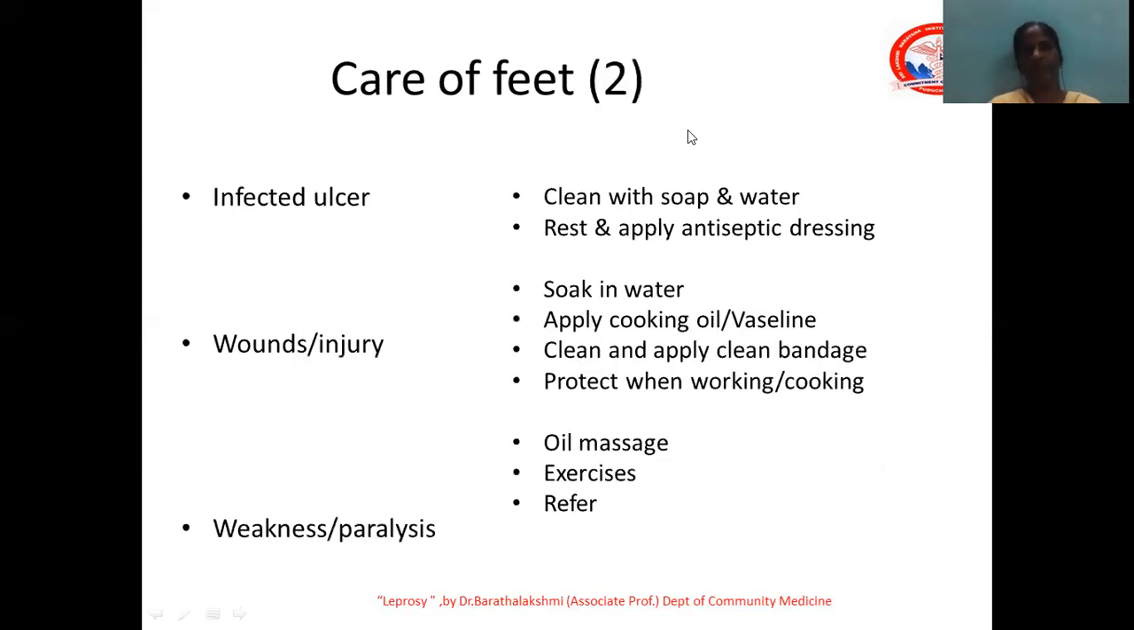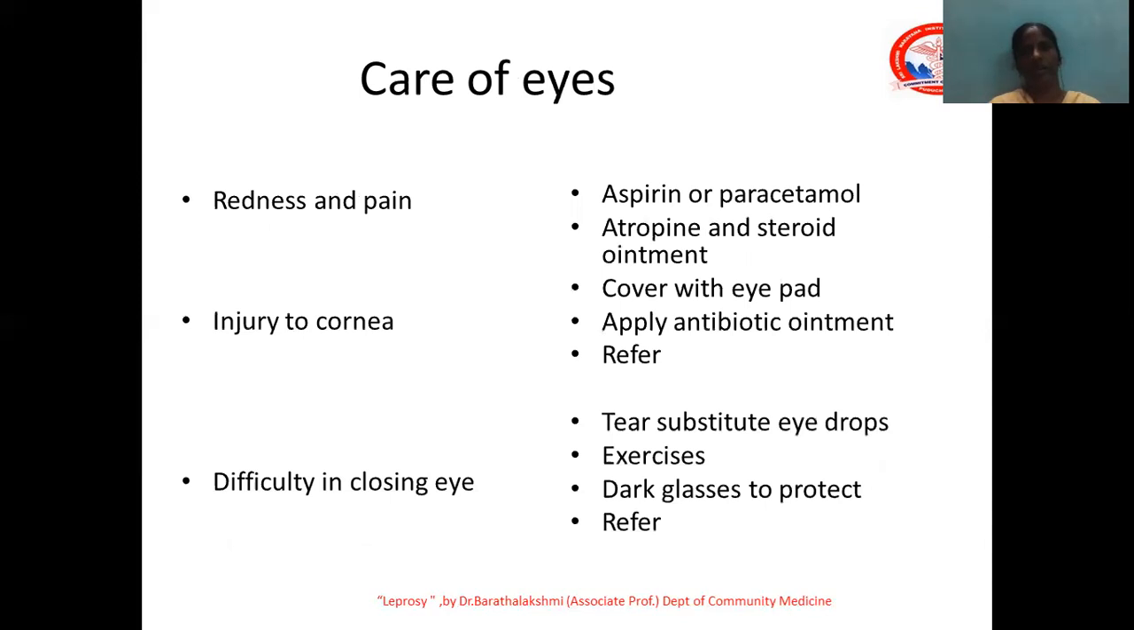If it's an ulcer, we'll have to maintain hygiene, clean with soap and water, apply an antiseptic dressing, and do exercises so that the paralysis doesn't progress. How to take care of the eyes when the person presents with redness and pain: aspirin, paracetamol, atropine, steroid ointment, and we'll have to cover the eye with an eye pad in order to prevent drying of the cornea. This can lead to corneal ulceration and permanent eye loss, that is vision loss.